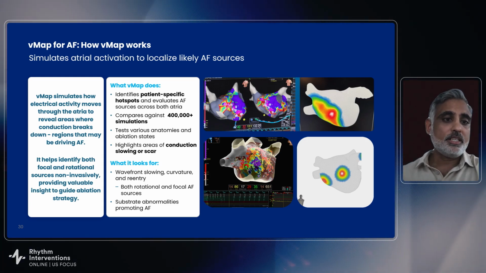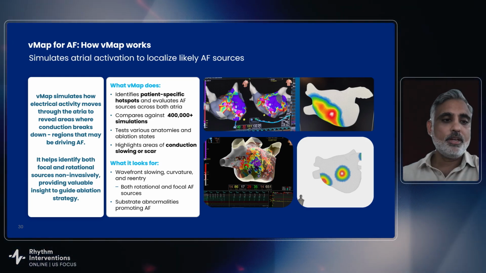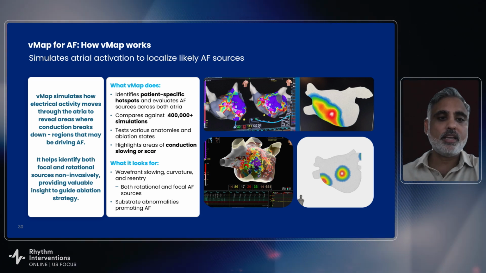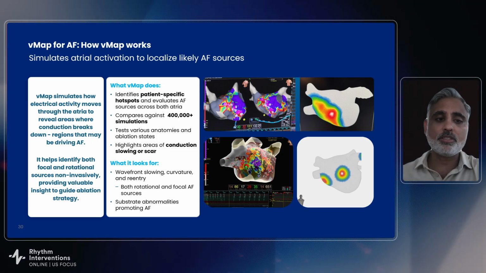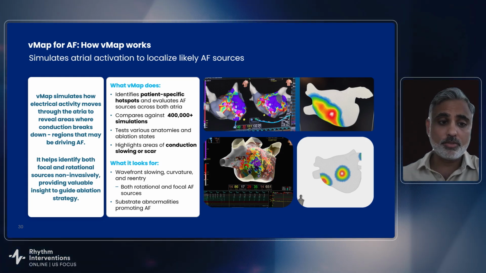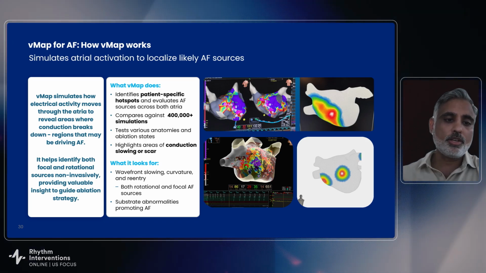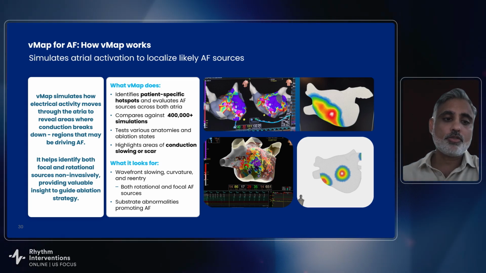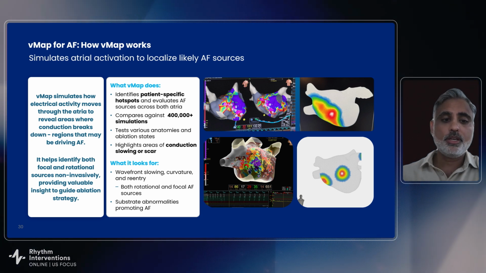It essentially simulates atrial activity, or the way electricity activates through the atrium, to reveal areas where conduction breaks down. And it identifies patient-specific hotspots and evaluates AF sources across both atria. And it compares this electrical activation against about 400,000 simulations it's run in various anatomies and various ablation states with varying degrees of scar. And it locates and highlights areas of conduction slowing or scar, looking for wavefront slowing, curvature, and reentry. So it shows both rotational and focal atrial fibrillation sources.